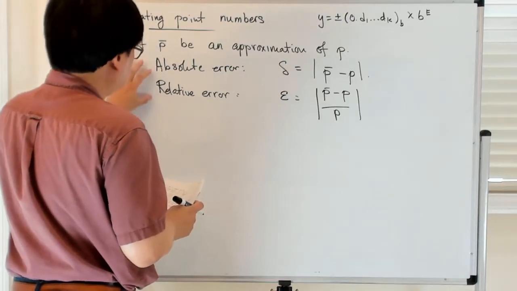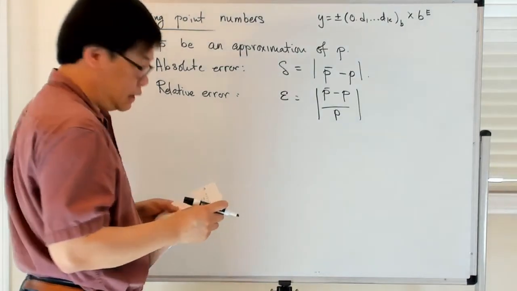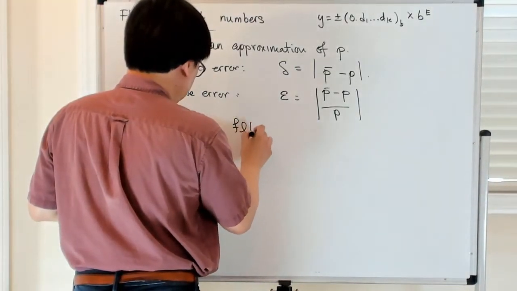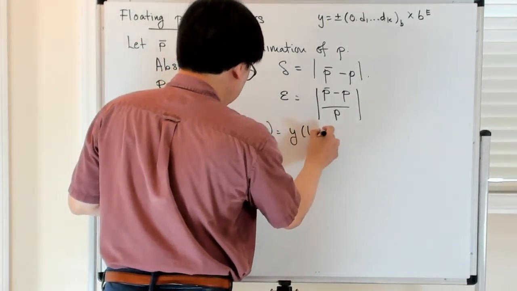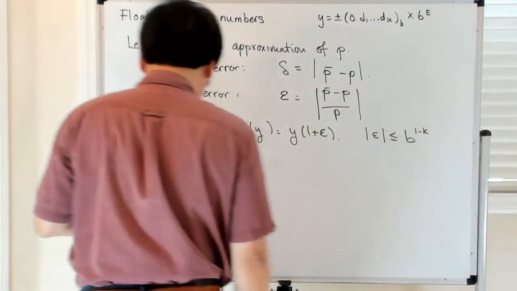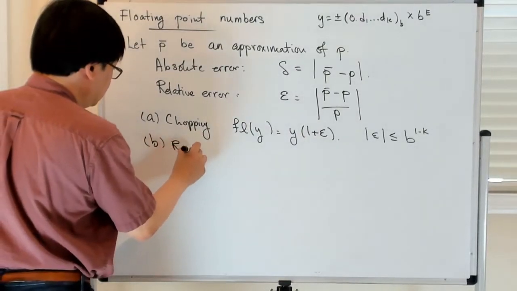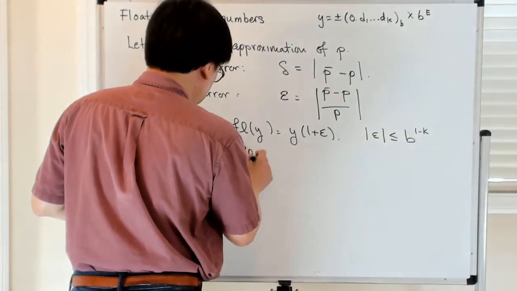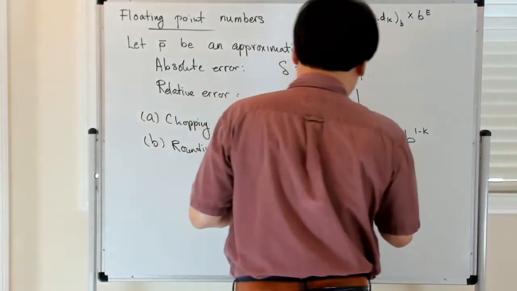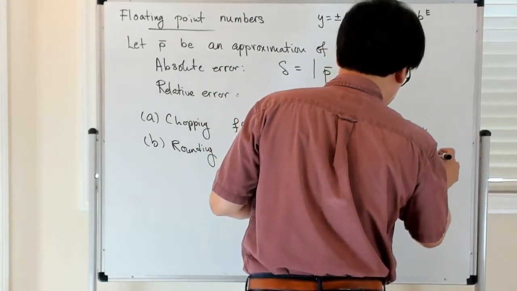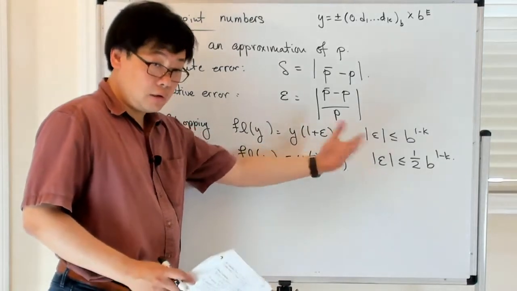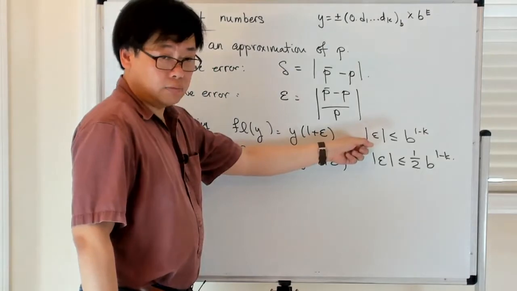In any case, with that in mind, let's go back to this chopping versus rounding issue and think about what kind of errors arise. With chopping, you'll find that the floating point value of y is y times 1 plus epsilon, and the absolute value of epsilon is less than or equal to b to the 1 minus k. With rounding, the floating point representation of y is again y times 1 plus epsilon, and the absolute value of epsilon is less than or equal to 1/2 b to the 1 minus k. So that's a precise sense in saying that rounding gives you, in the worst case, half the relative error you would get from chopping.